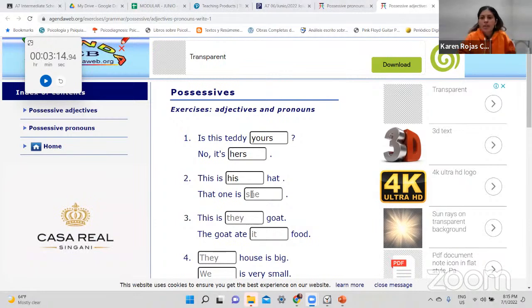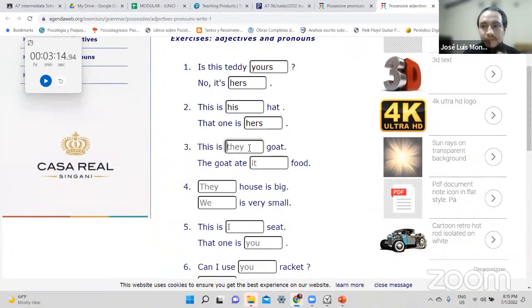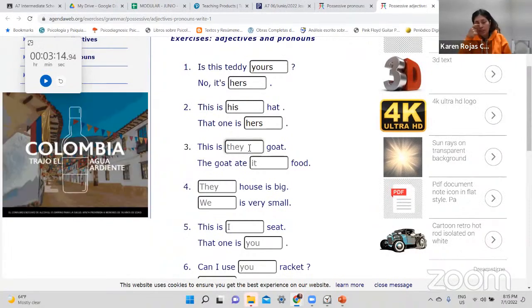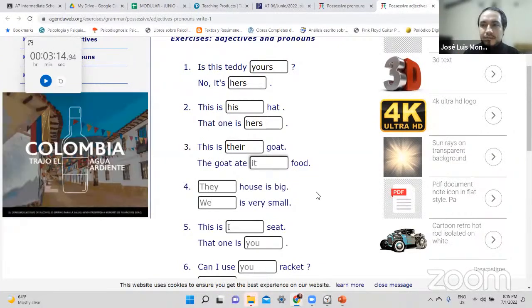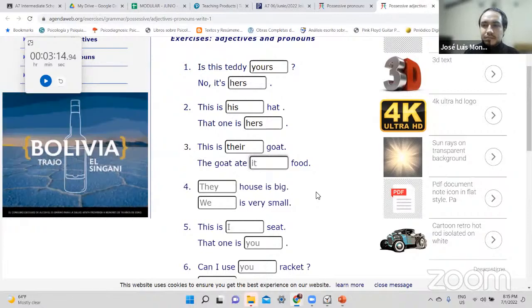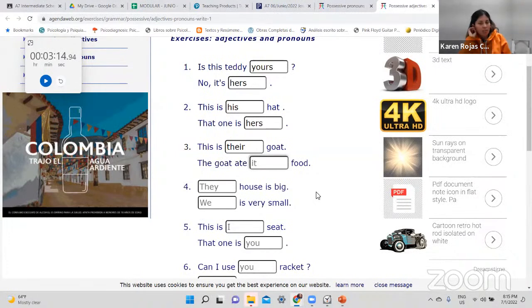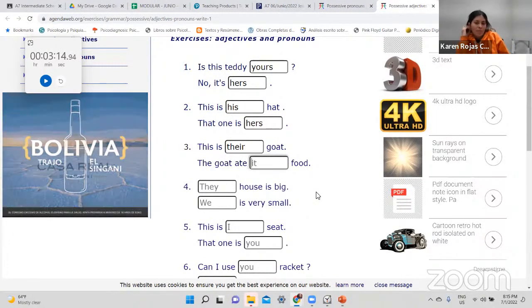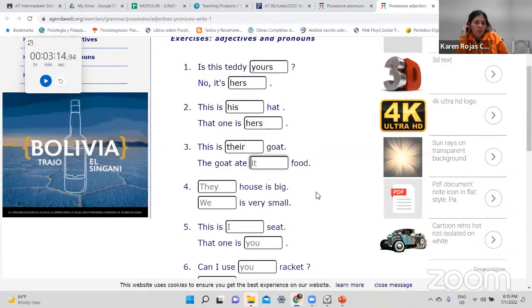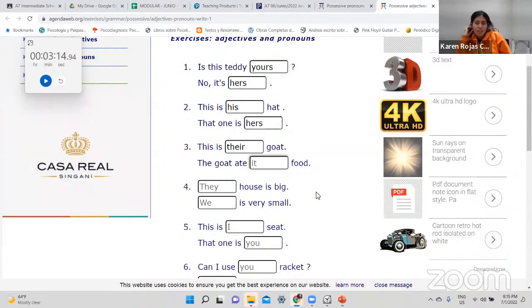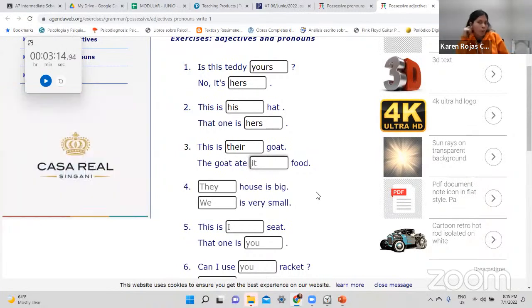Hers. All right. Next one over here. And in this case, their. Over here. But if I think that the goat is male, I can use in this case his, if I know.